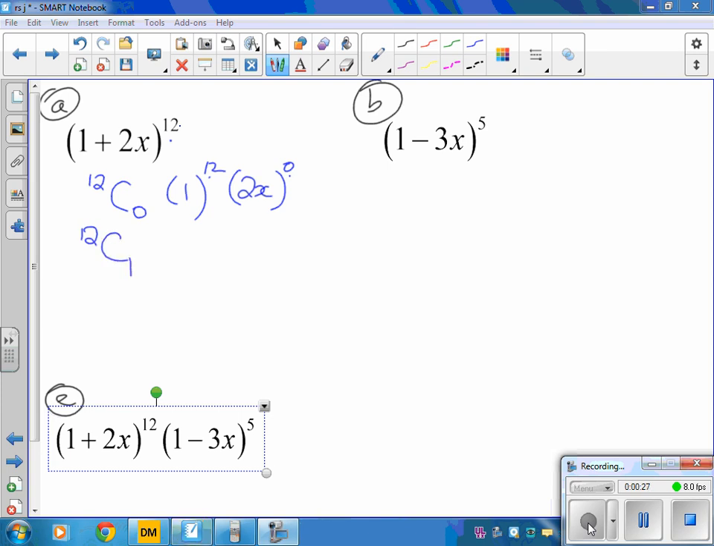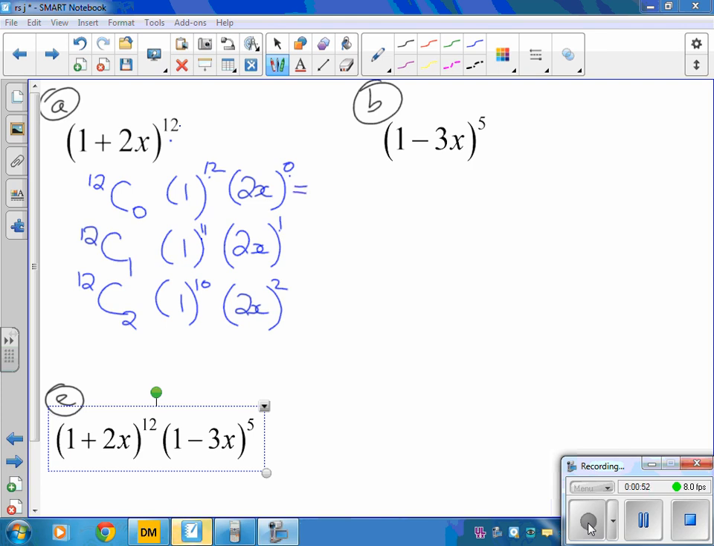The second term is going to be 12 choose 1, and this time we're going to have 11 of these 1s and 2x all to the power of 1. Notice the brackets being very important, and again I've got 11 and 1 makes 12 here. And the third one, I'm doing 12 choose 2 now, 1 to the power of 10 and 2x all to the power of 2. Be careful with that bracket each time.